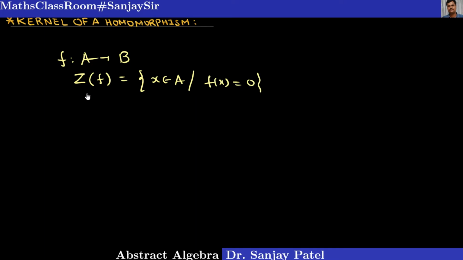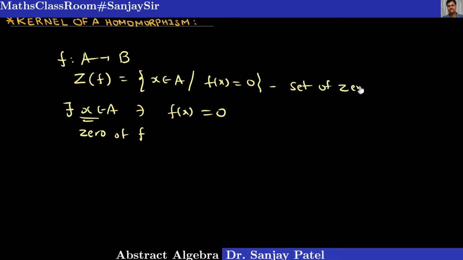So a zero of the function means if there exists some point, say x in the domain, such that f of x is equal to 0, then this x is called a zero element or zero of the function f. And we collect all the zeros and form a set, then it is called the set of zeros of f. Set of zeros of the function f.